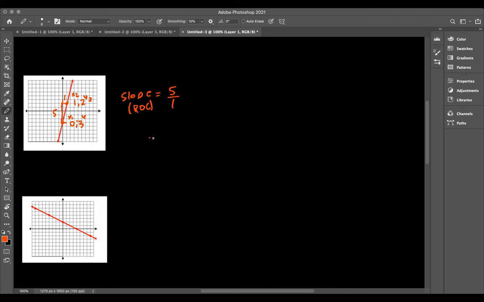So let me put my y2 here, minus -3, and I put that over 1 minus 0. Now, if you look at this, we have a negative and a negative that turns to a positive. Old school positive and negative integers, we talked about that before. So 5 over 1, and there you go. I have the same answer.